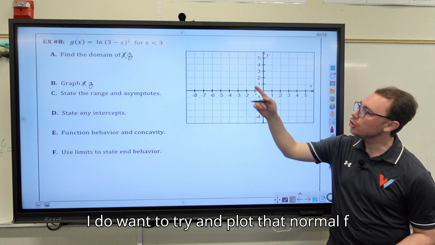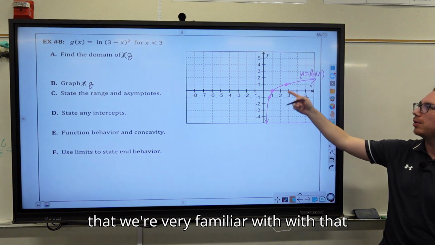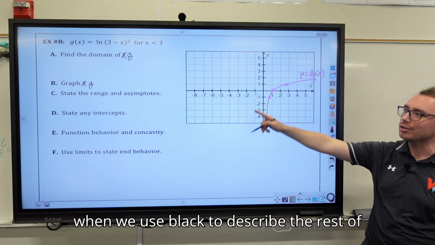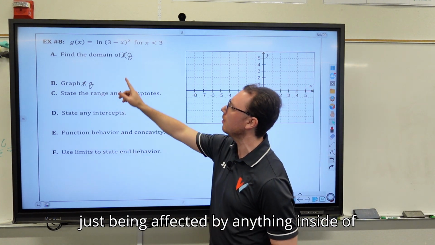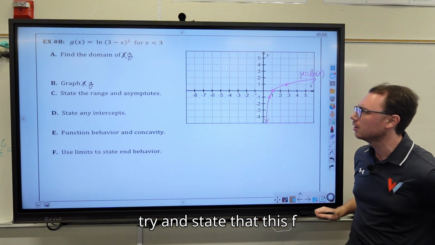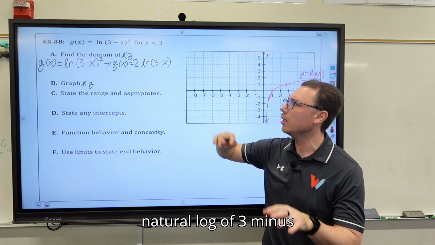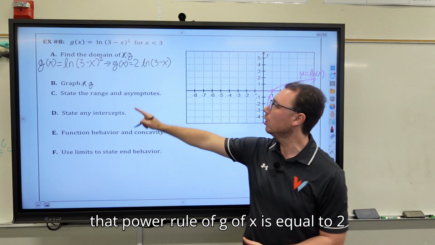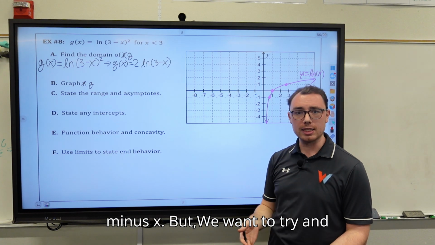But first, I do want to try and plot that normal f of x here, that y function that we're very familiar with, the natural log. We're going to make it pink so it's a little bit easier to stand out when we use black to describe the rest of our problem here. The domain really is just being affected by anything inside of our parentheses here, where g of x is equal to the natural log of (3 minus x) squared, which is the same thing, using the power rule, as g of x equals 2 times the natural log of 3 minus x.